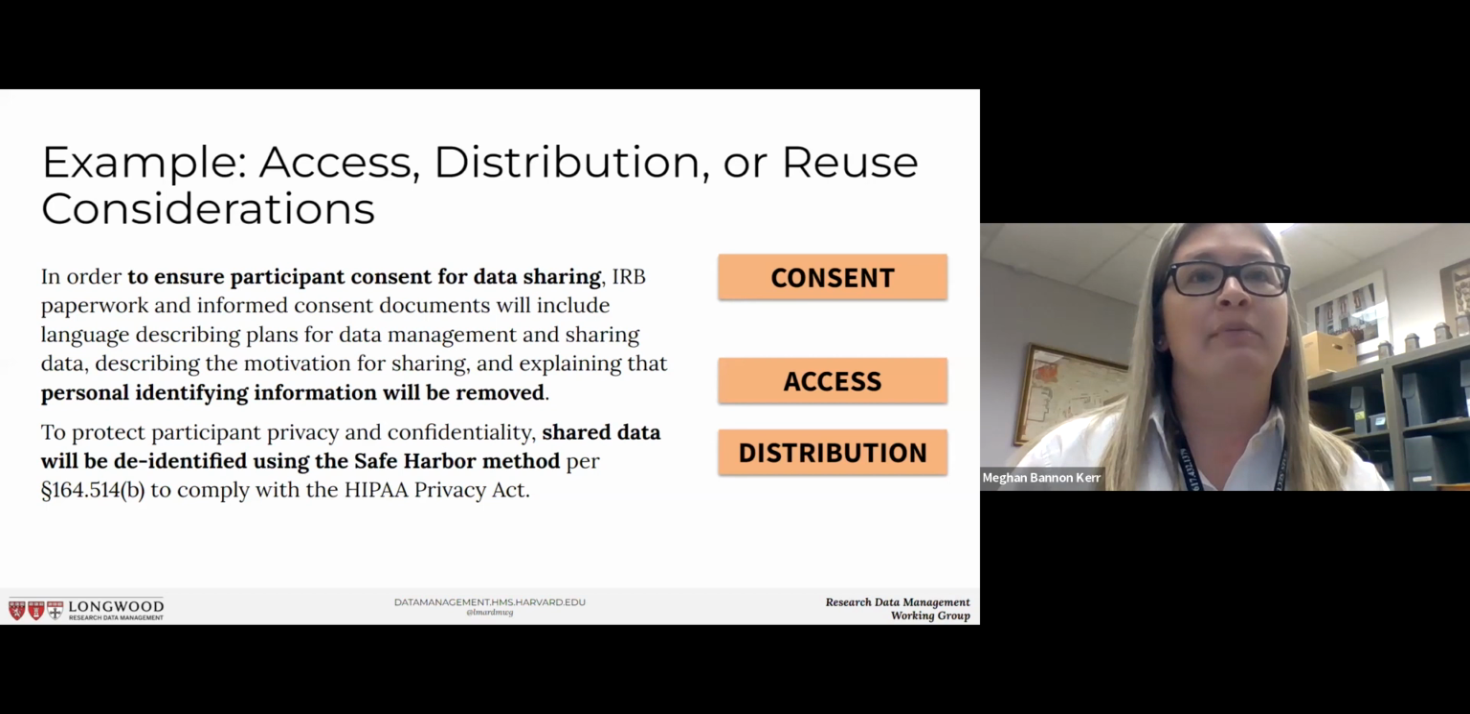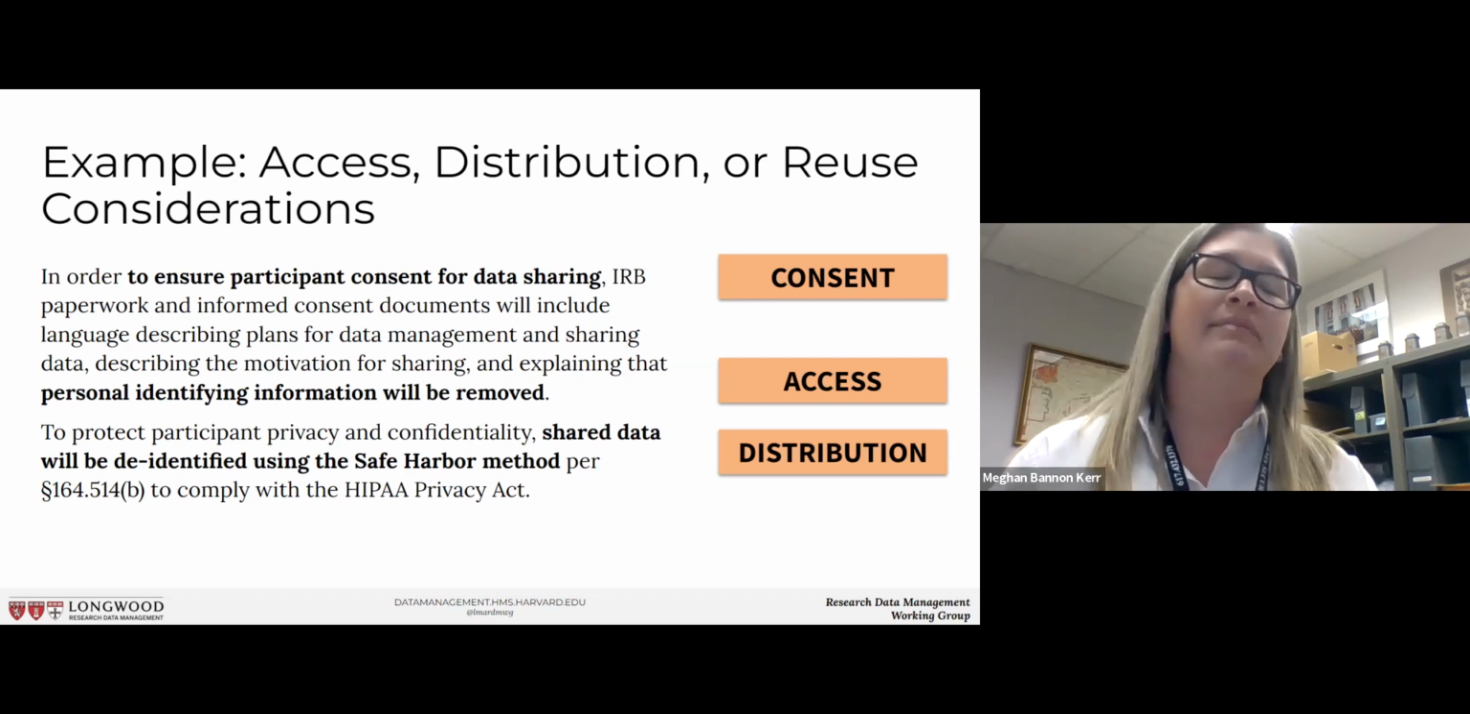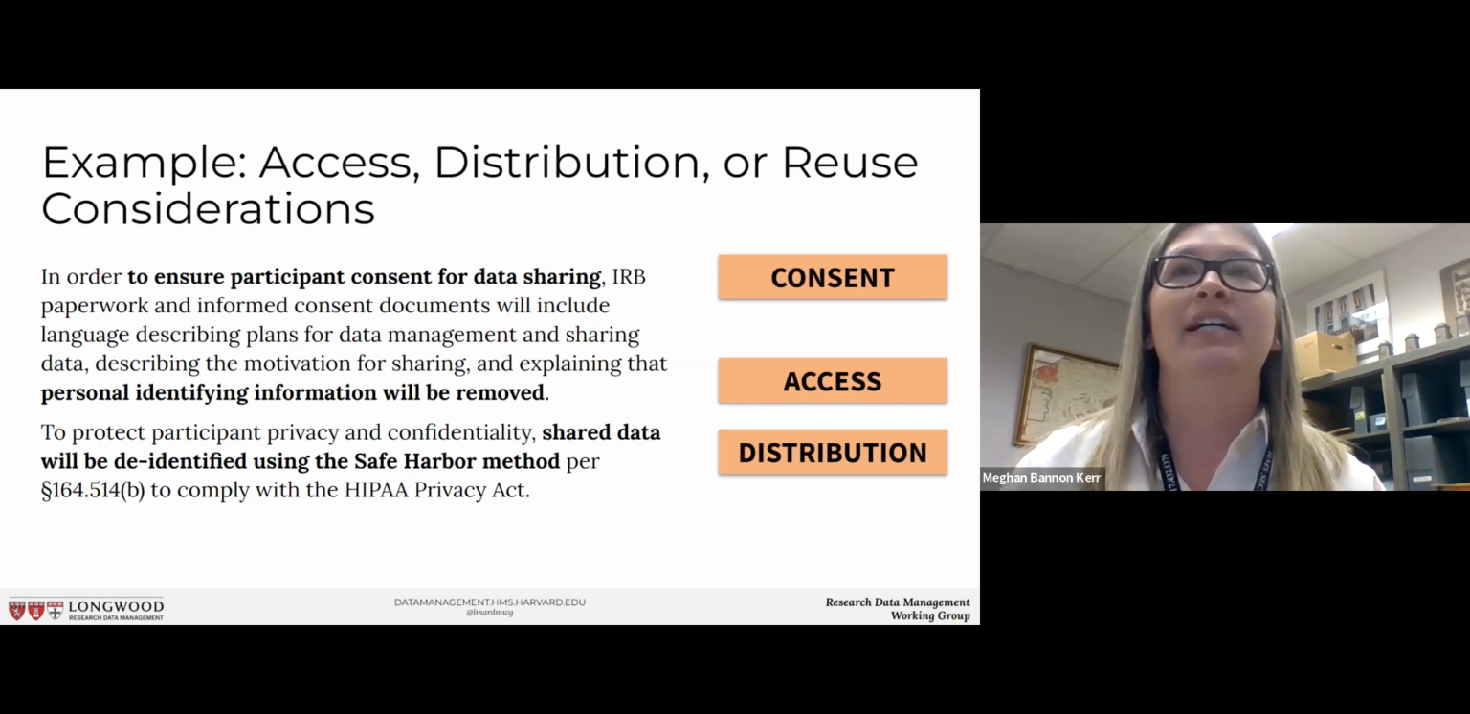And those will also be made known in the consent documents. So be sure to include any applicable factors that affect access, and you want to make sure it's known what you can share, what you cannot share, and what types of ways you can share information, if it's de-identified. In this last example, it says to protect participant privacy and confidentiality, shared data will be de-identified using the safe harbor method per the HIPAA Privacy Act. There are multiple ways of de-identifying data, and this is just one of them. So make sure you're specific about how you're going to protect the privacy and confidentiality of people participating in your research.